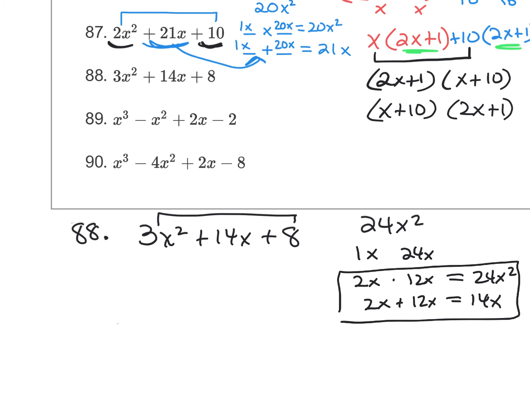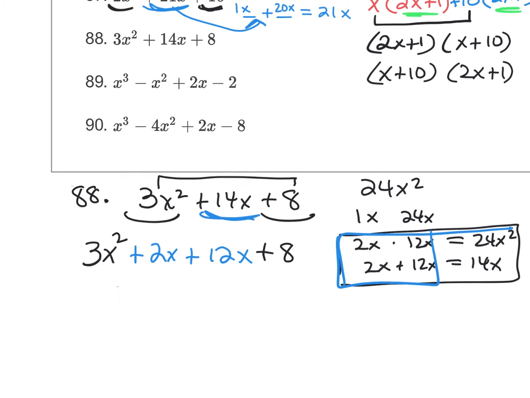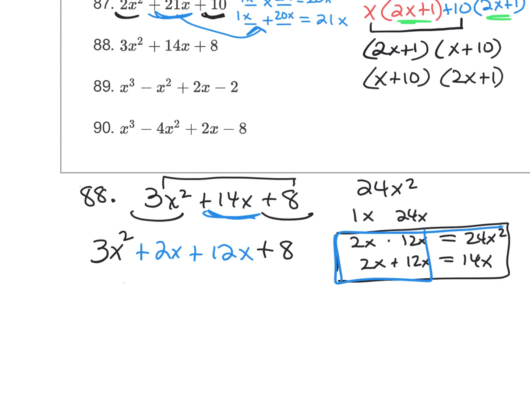And again, I'm going to rewrite this and this, but I'm replacing this with these guys. So 3x squared, replace the 14x now. And again, the order you put them in doesn't matter. So I'll just put them in like that. And now I'm going to make two groups. If you put the 12 first, it works the same way.